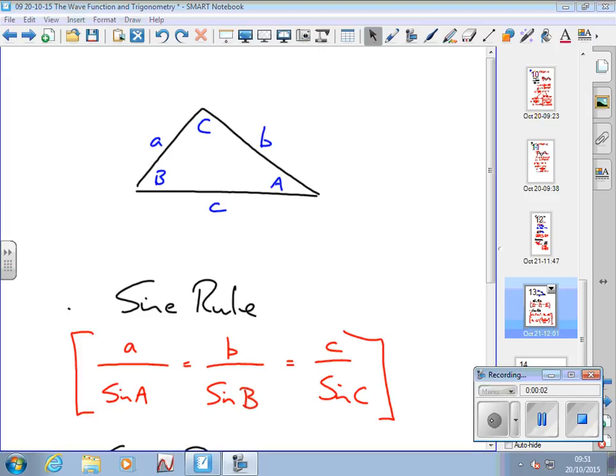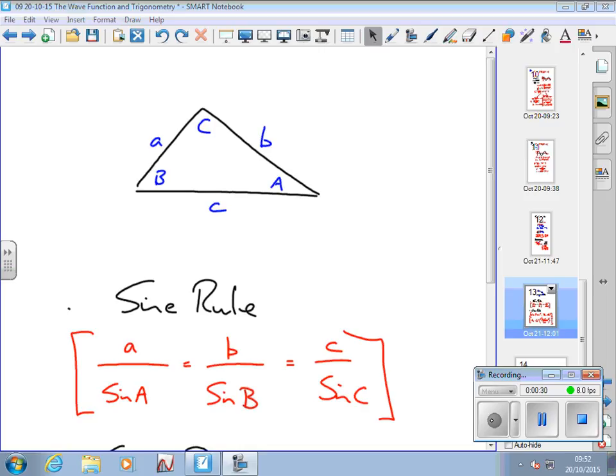So, triangles that are non-right angle triangles. If we're talking about the wave function, or we're talking about resolving forces into vertical and horizontal components, then that's right angle triangles. And the ideas of Pythagoras, those sine, cosine, tangent ratios will be really useful. But there are situations where we have triangles that are not right angle triangles, and so we still need ways to find out missing sides or missing angles.